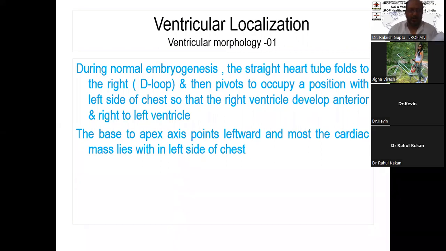A straight heart tube folds to the right. Now let me zoom up my image, and you'll be able to understand it much better than sitting over here. This is a straight heart tube. As soon as I bring my image over here, it gets disturbed. The straight heart tube folds to the right, and comes and occupies the left side of my chest. I hope the image comes in. Yeah, I'll show it again.